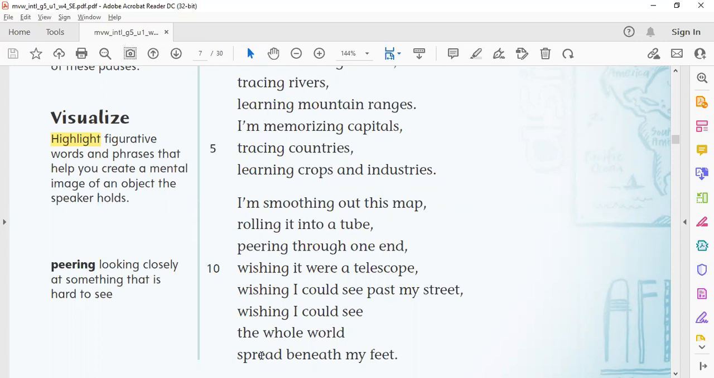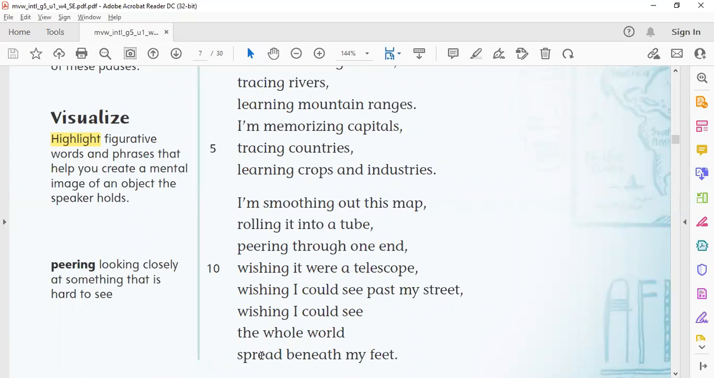Spread beneath my feet. Can the whole world spread beneath your feet, guys? No. It's impossible, right? Unless you have super powers. It can happen to Allah only, but not us. Yes, very good. But it can't happen to us. We're not titans to do this. Yes, we're not titans. Even titans can't do that. There are no titans. They're just a myth.